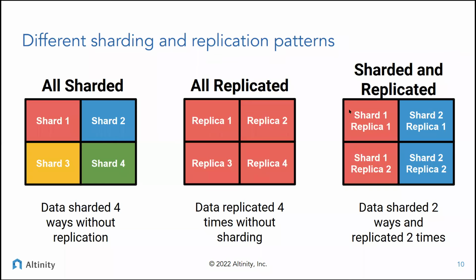And then finally, for big data or large tables, they're sharded and replicated. So you're actually breaking up the data set into 2 shards in this example, and then you have 2 copies of each shard. These patterns will come up again and again, and most sharding that we do tends to be a combination of one or more of these.